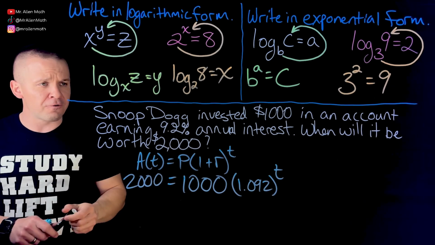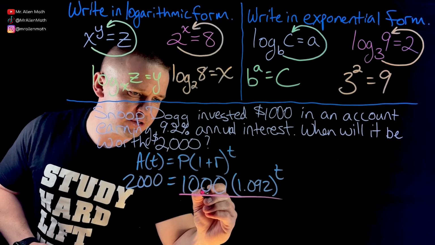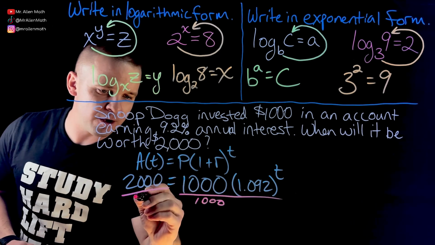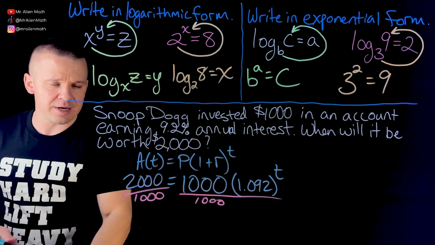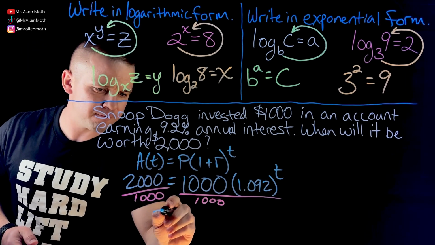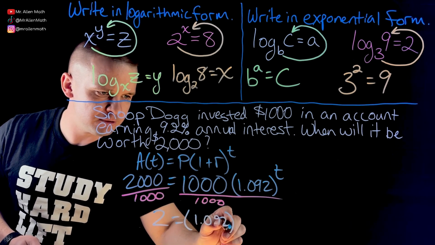Yes. First thing I'm going to do is divide by 1,000 on both sides here. So divide by 1,000 and divide by 1,000. And now we're going to have 2,000 divided by 1,000 is just 2, right? And then we got 1.092 to the t.